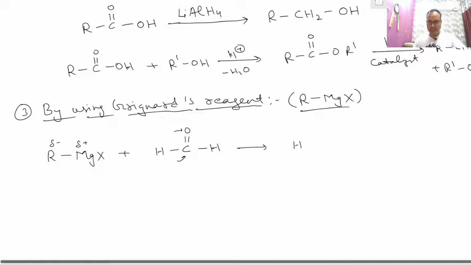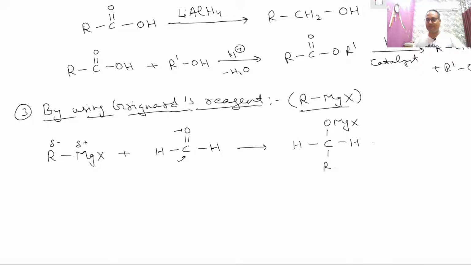So it leads to the formation of the addition product, OMgX, and R is going to attach on this carbon, followed by hydrolysis in acidic conditions. We will get RCH2OH. Over here, we will be getting the primary alcohol plus MgOHX.